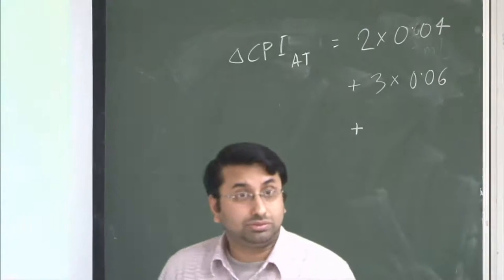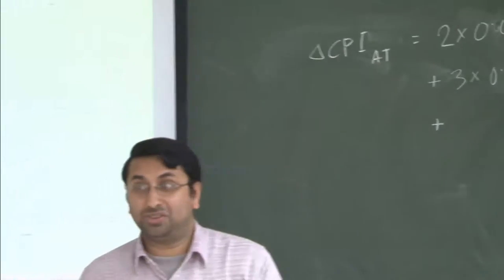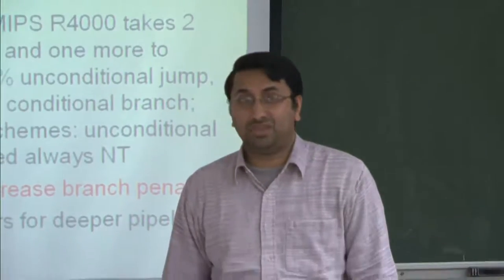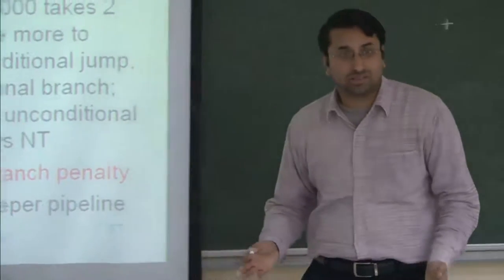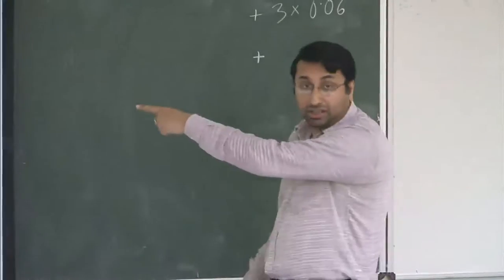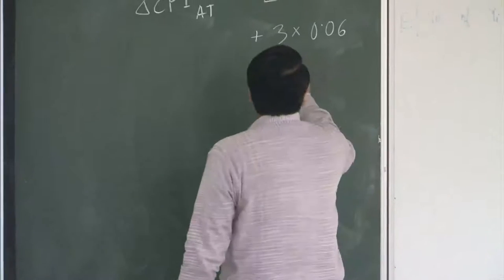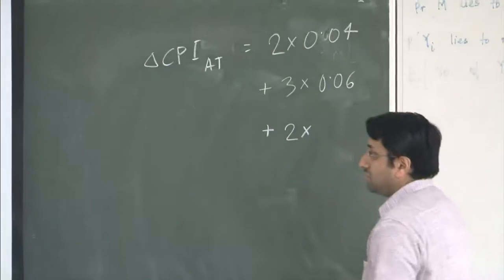What about taking conditional branches? 0? Are you sure? 2, right? I still have to wait for 2 cycles until I go to the target. Okay. I can save the third cycle, of course. Okay. So 2 times 0.1.